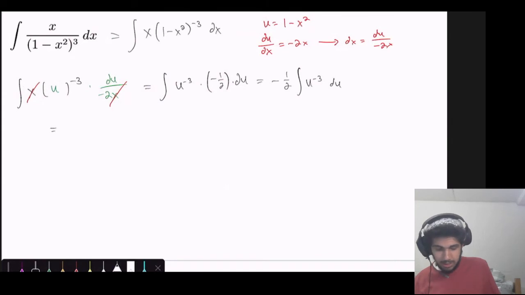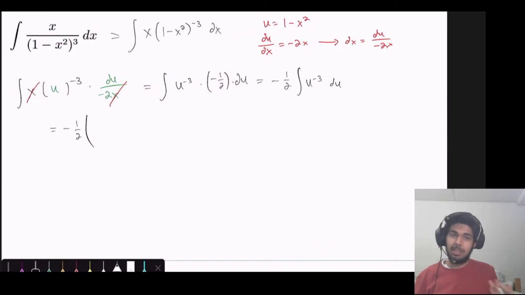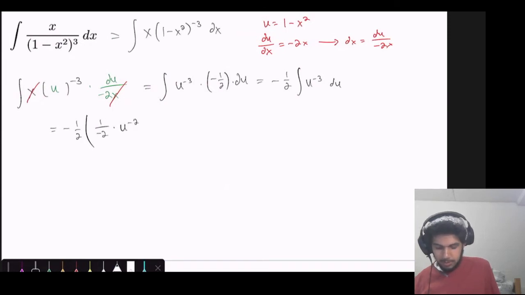That will require the power rule. So negative 1/2, increase the power by 1, so negative 3 plus 1 is negative 2. Divide by that power, so we get 1 over negative 2 times u to the negative 2 power. And then we'll throw in a plus c as well.